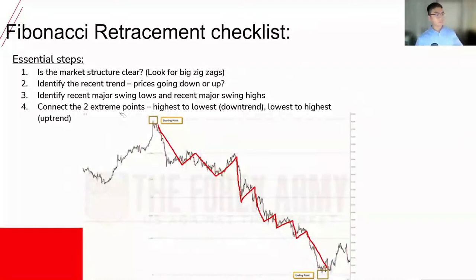So identify the recent trend, prices going up or down. In this scenario, it's going down. So you connect the two extreme points, drawing from the top of the swing high, which is the starting point, to the bottom of the swing low. So this is how you draw a Fibonacci retracement.